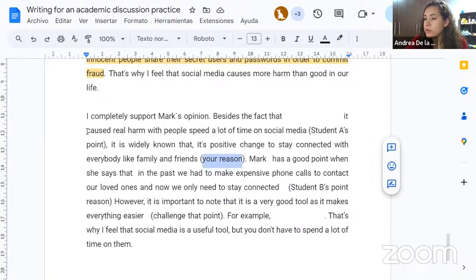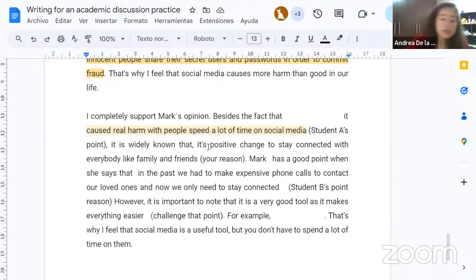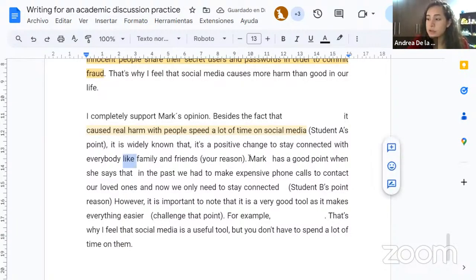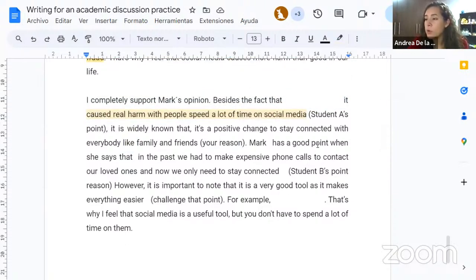In this part here, you should talk about Mark's reason. So you need to mention something that Mark said, not that Susan said. So besides the fact that social media has given people a voice, it is also widely known that it's a positive change to stay connected with everybody, such as family and friends. Great. So careful with this. Now, the second thing, it says, Mark has a good point when she says that.